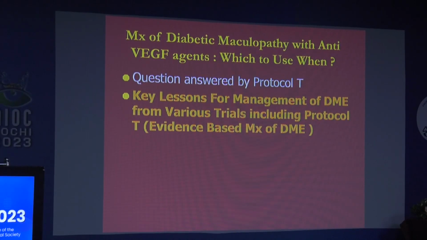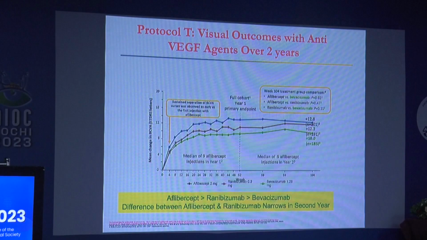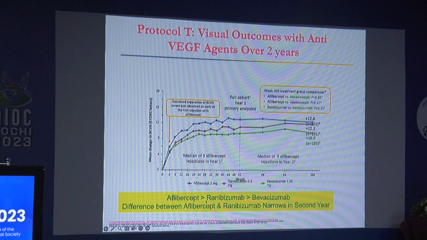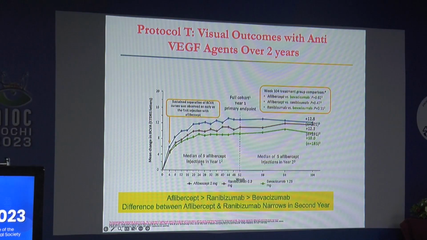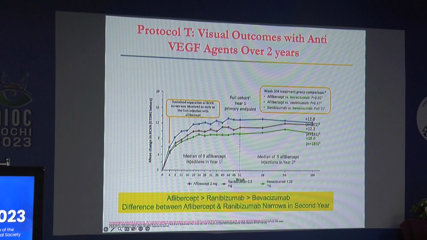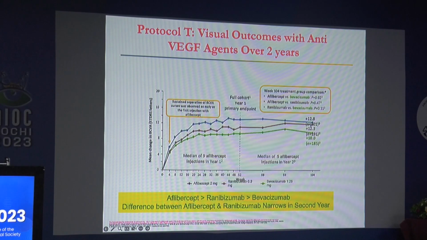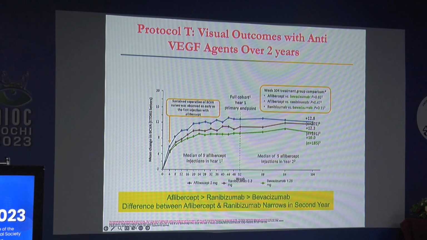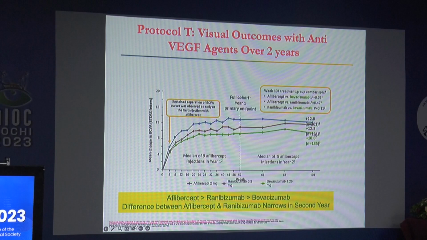A lot of protocols have come up with the DRCR.net, and Protocol T basically tells us... It was a comparison of aflibercept, ranibizumab and bevacizumab, which showed that during the initial treatment, there was a dramatic response with all three drugs, maximum with aflibercept. But over the period of 2 years, the response of ranibizumab and aflibercept came closer, but there was a statistical difference when they were compared with bevacizumab.